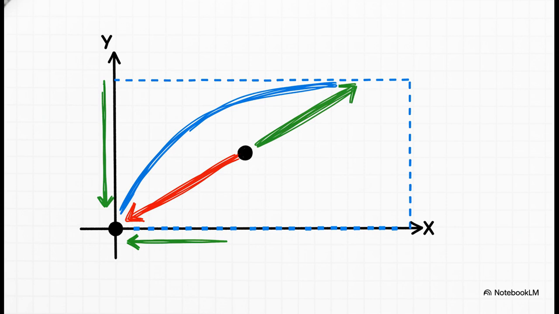But look, the most important takeaway here, the one thing that unlocks this entire chapter, is this: motion in perpendicular directions is totally independent. What a ball is doing horizontally has absolutely nothing to do with what it's doing vertically. Getting that concept is everything.